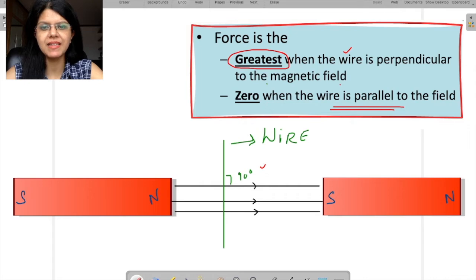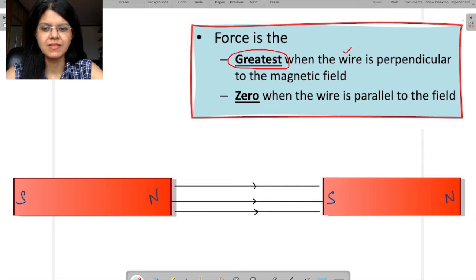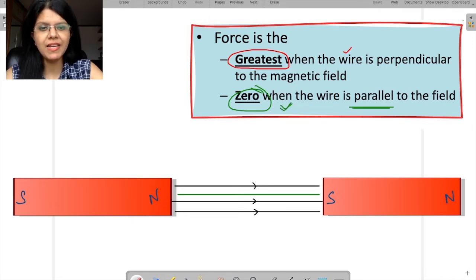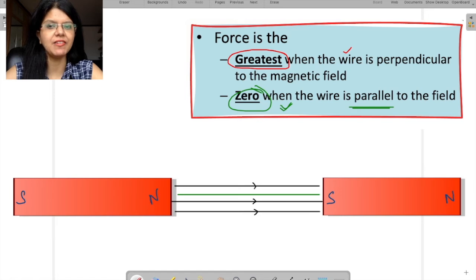What is a parallel scenario? A parallel wire would look something like this. Let me use the green color only for the wire. This is your wire. This is your parallel wire. When the wire is parallel, the force experienced by it is 0. This is a very, very important concept to understand. Only when the wire is cutting the magnetic field lines, the force is experienced.